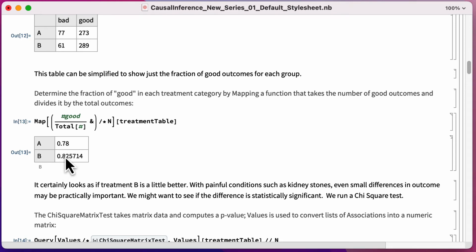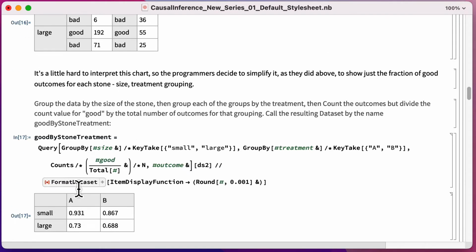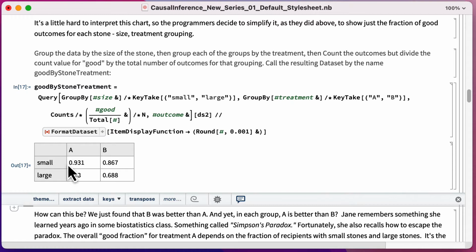B has a higher percentage of good outcomes than A. And yet, for people with small stones, A does better than B. And for people with large stones, A does better than B. Surely I made a programming error. But in fact, I didn't.